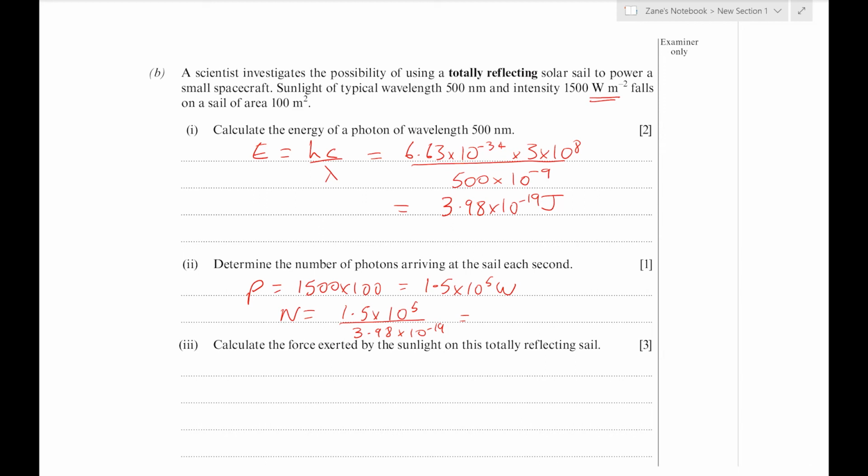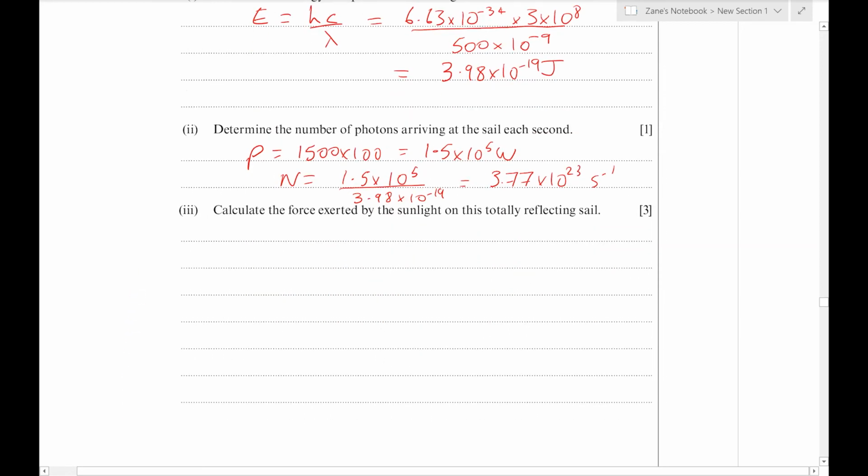That gives us an answer of 3.77 times 10 to the 23. The unit is per second. Number of photons has no unit, but obviously time is measured in seconds.